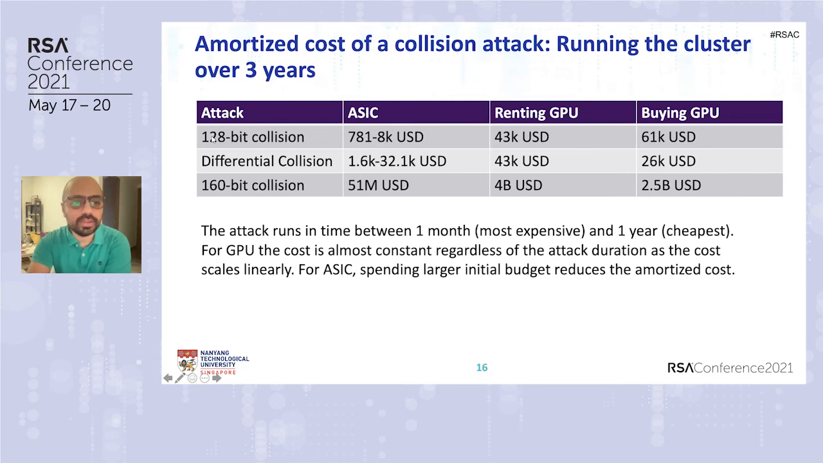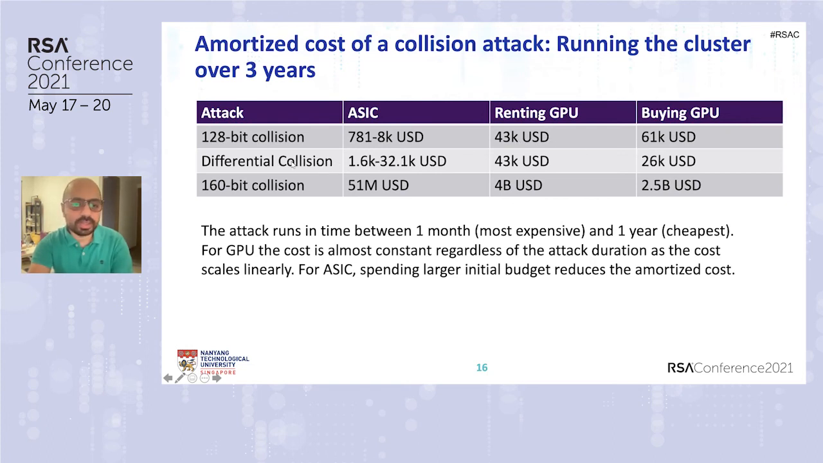So when we have a 128-bit collision, basically we're taking SHA-1, which outputs 160 bits, and we're truncating the output to 128 bits. Using ASIC, the cost can be between almost $1,000 and $8,000. And for GPU, we have two cases. First, we can rent GPUs, which was actually done in practice, or we can buy a lot of GPUs and build our own cluster. And the cost is between $43,000 and $61,000.